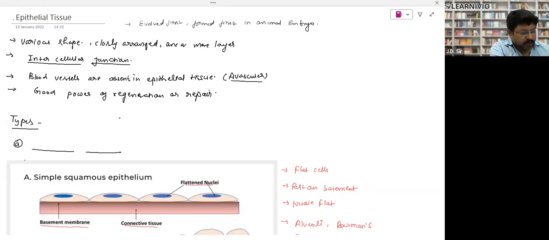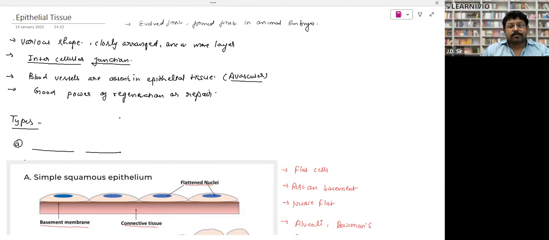There is a little intercellular material between cells. Full stop.